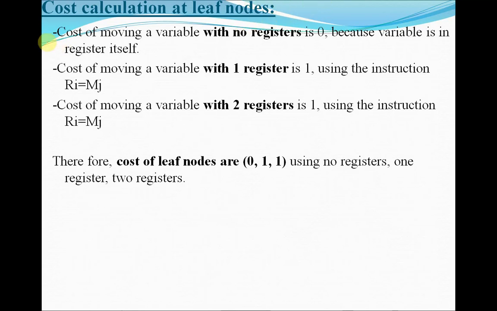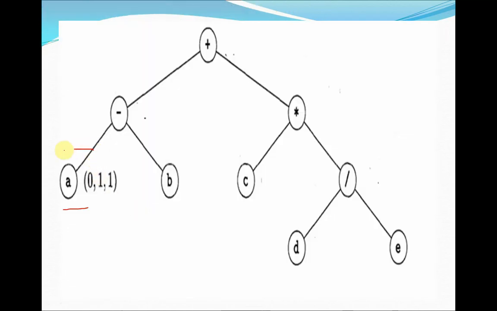I have taken 3 categories. See category 1: the cost of moving a variable with no register is 0. That means to compute this node, I have to move this operand A into the register. The first case is with no register, meaning this operand is already in a register. No need to use another instruction for moving operand A into the register. So the cost is 0.